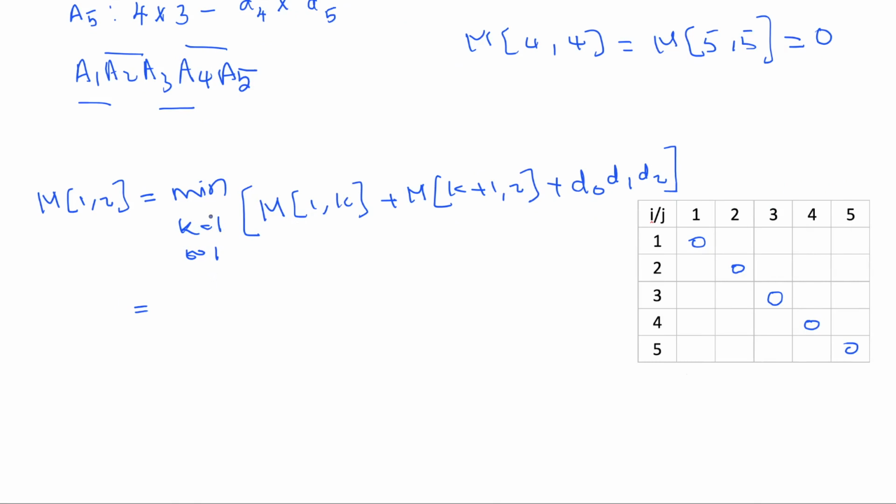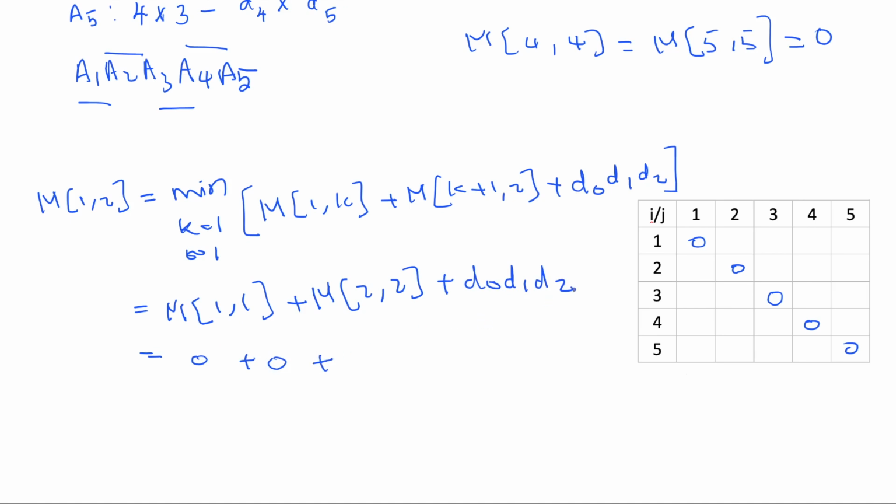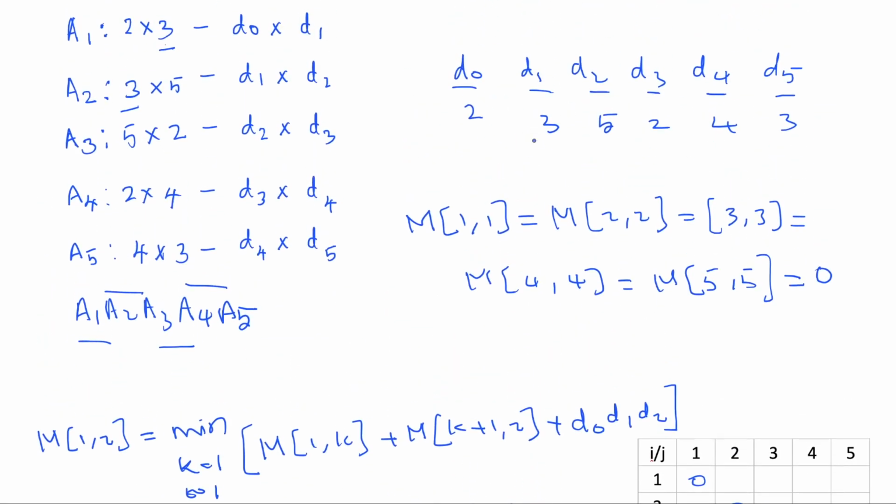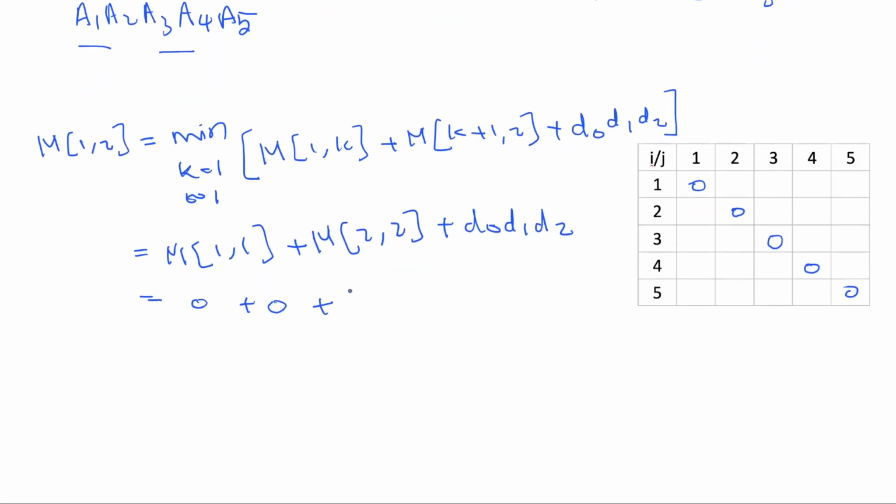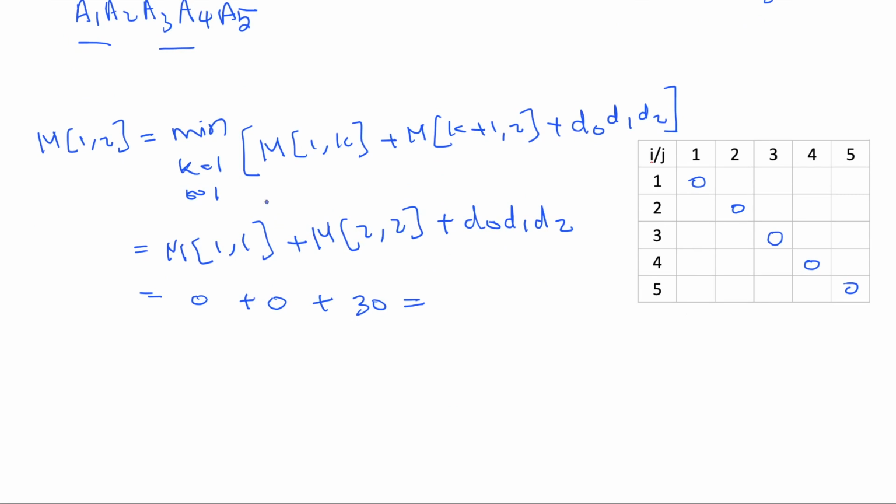So as we have only one value for k, that will be a single equation. I will be writing m1,1 plus m2,2 plus d0 d1 d2. We know that m1,1 is 0 and m2,2 is 0. So it is the product of these three numbers, which will be 30. So the number of multiplications required to calculate a1 a2 will be 30.